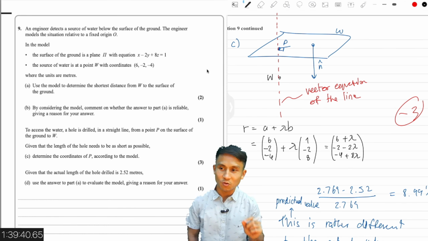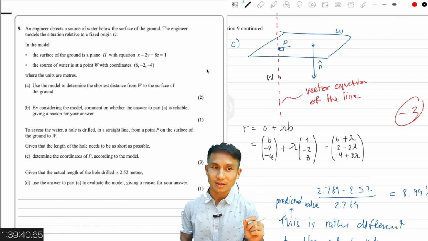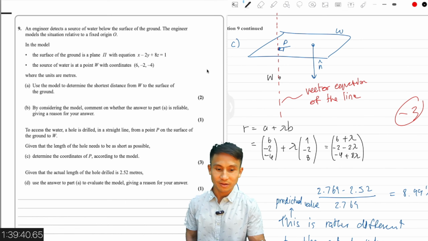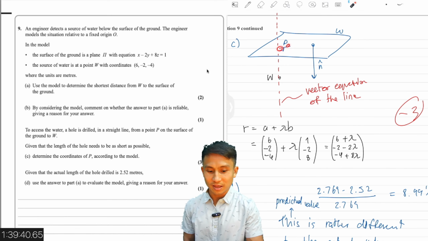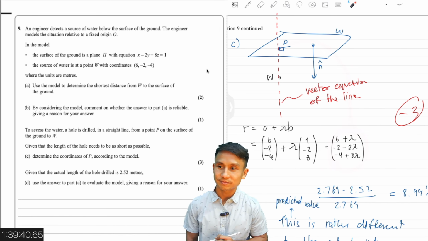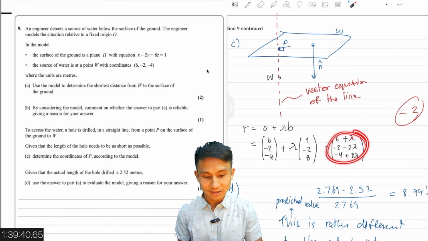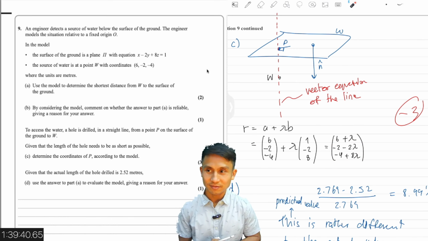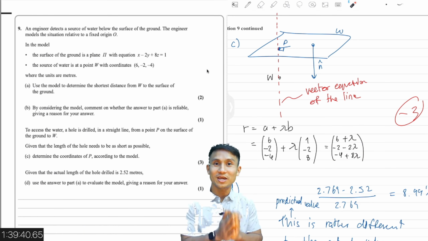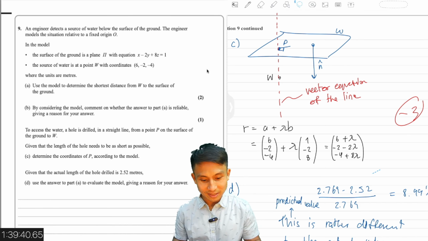This vector equation tells you that if you want any point on the line, you can use this. That means point P with some known lambda will have this form for the coordinates. That means we can equate this to the plane equation, because this must also be on the plane, because P is on the ground. Yeah, so that's the next step.